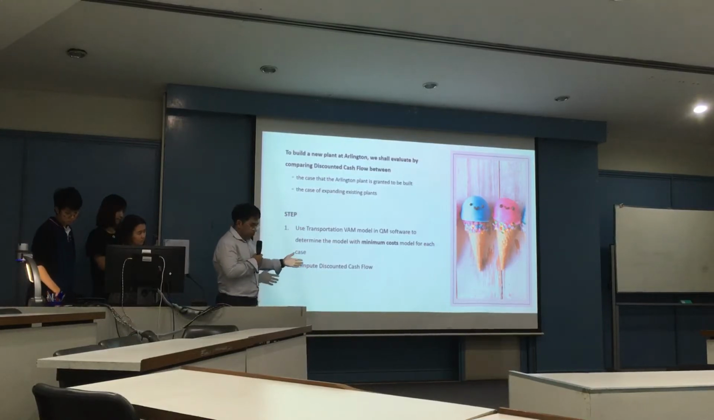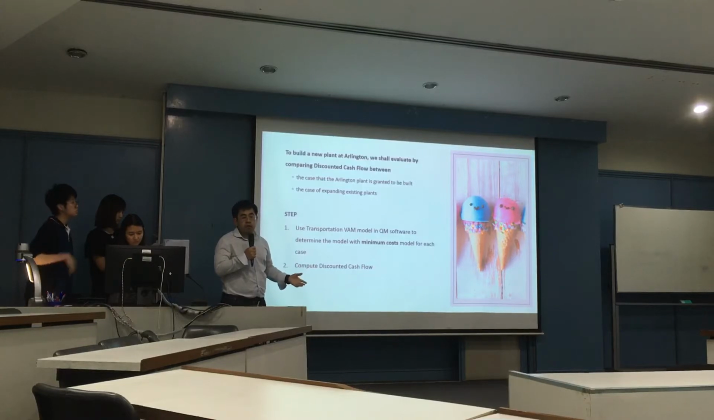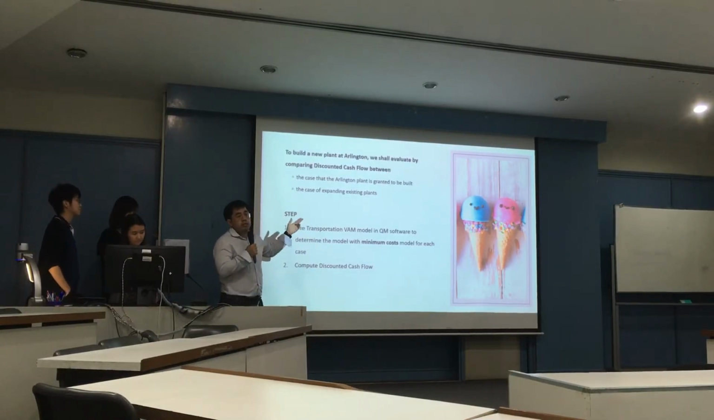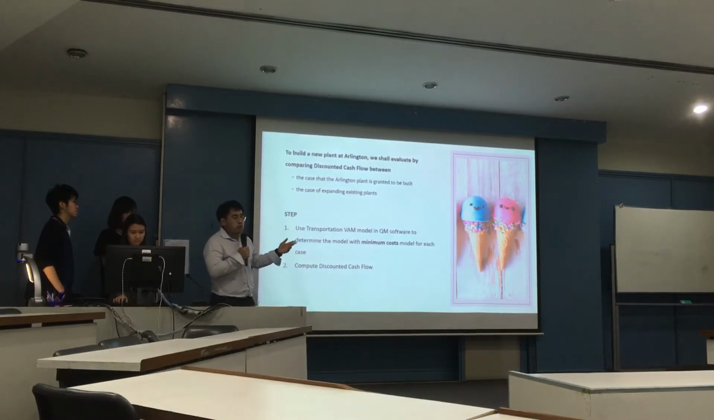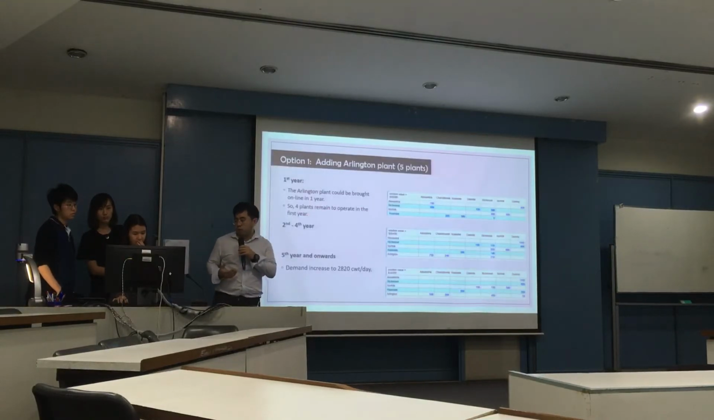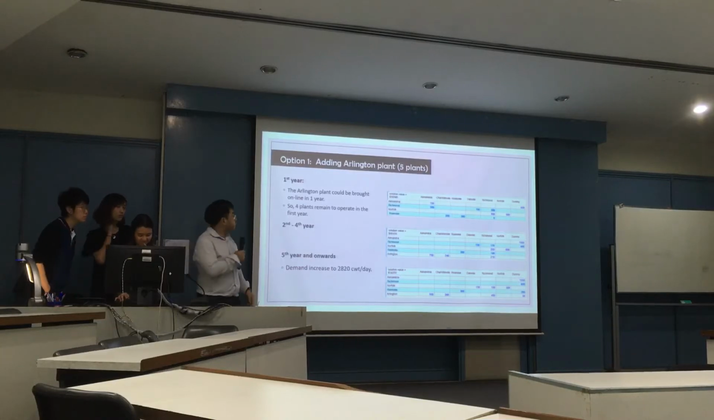As I mentioned, our existing plant's maximum capacity can serve about 3,100 hundredweight, so we can expand if we use the existing plant instead of building a new one. For the step to analyze that, we use the web model by using the QM software to find the minimum cost and compute the discounted cash flow to see which one will give us the lowest cost.